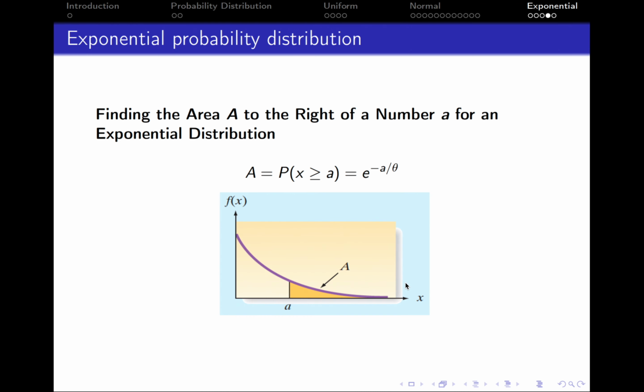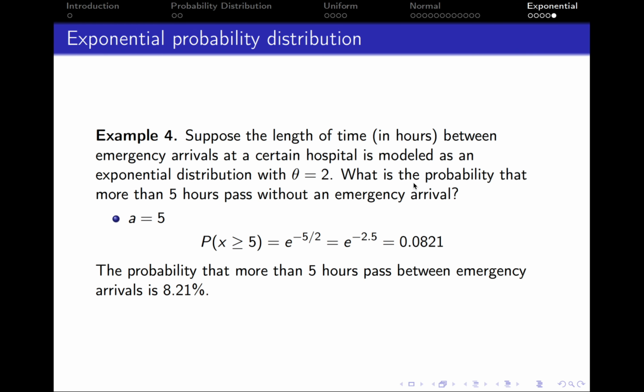And to find the area, this orange area to the right of some number a, for any exponential distribution, we use this formula. We take e to the power of negative a divided by theta. So the probability that x, the random variable, is greater than or equal to a is calculated using this very simple formula. Let's have a look at an example.